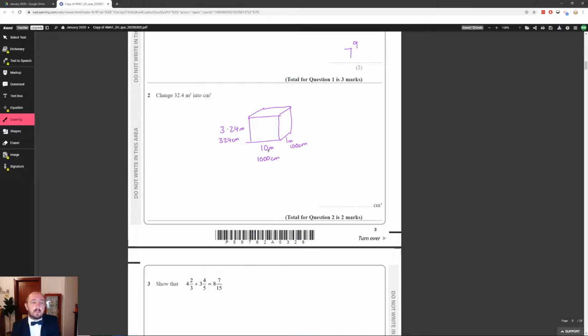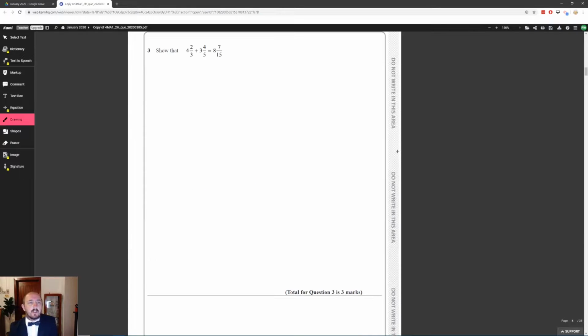So when we multiply all these together, centimeters cubed, we're going to have 324 times 1000 times 100. And that will give us 324,000,000 centimeters cubed.